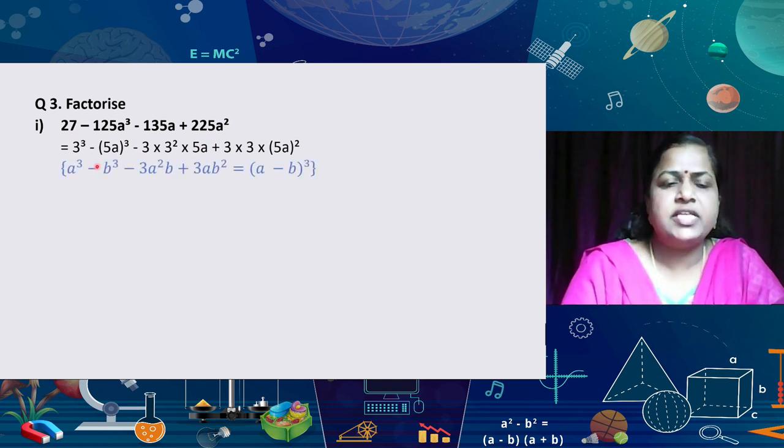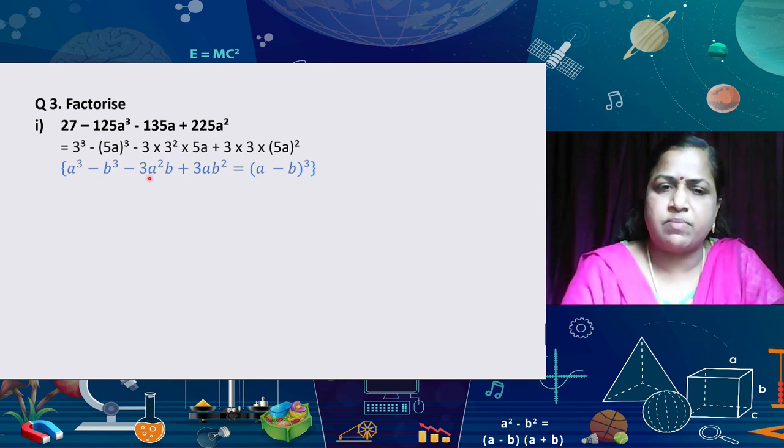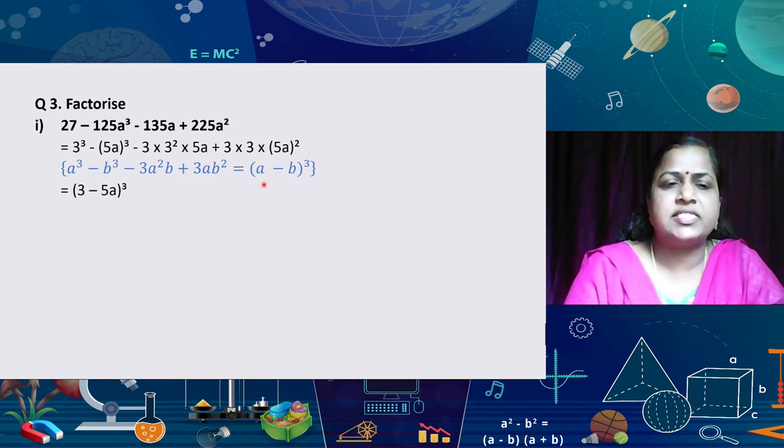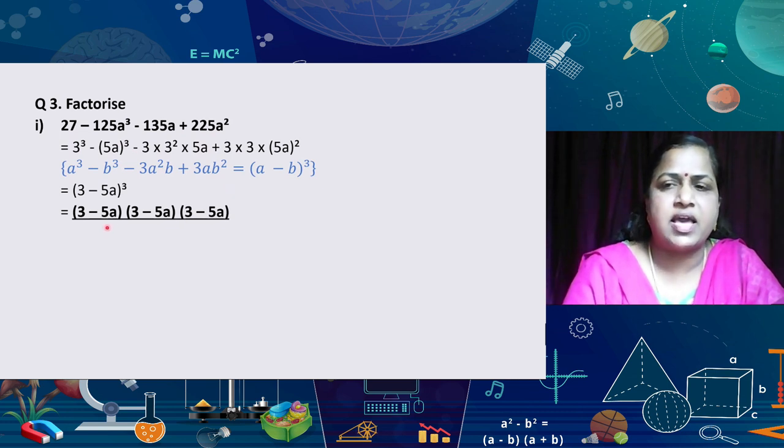So it is in the form a cube minus b cube minus 3a square b plus 3ab square. That is the identity we learned, that is (a - b) whole cube. We can write it as (3 - 5a) whole cube. So for factorization, we can write the answer in the product form, that is (3 - 5a) into (3 - 5a) into (3 - 5a).